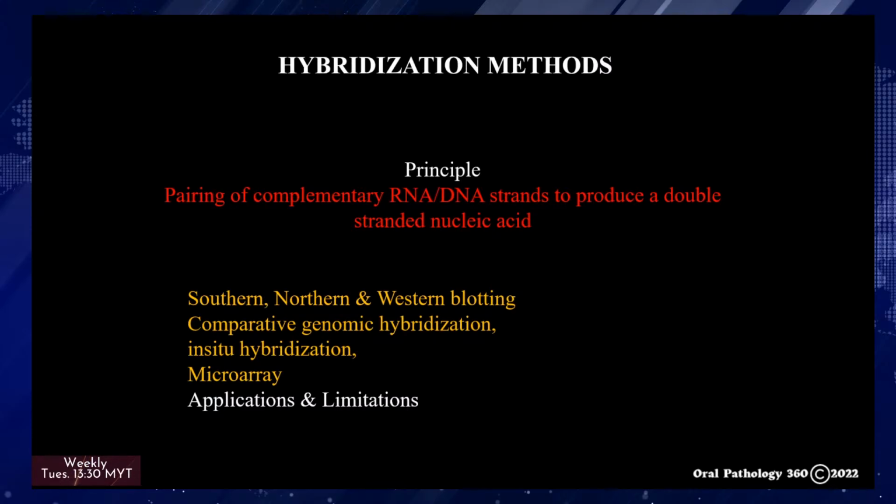Coming up is hybridization. This is the pairing of complementary RNA or DNA strands to produce a double-stranded nucleic acid. The transfer of macromolecules such as nucleic acids and proteins to solid phase membranous support is known as blotting. In this particular section, I will discuss the various hybridization methods, applications, and limitations.